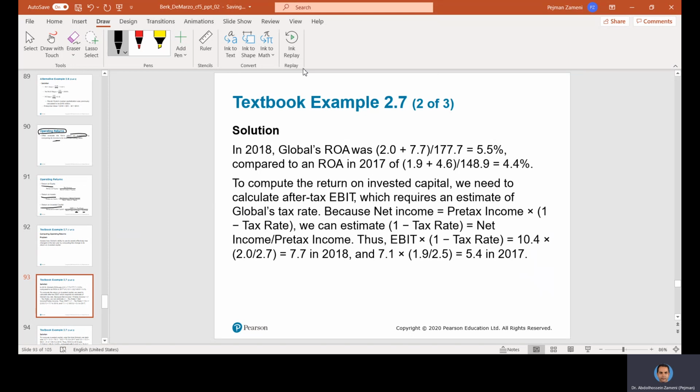Okay, in 2018, Global's return on assets was 5.5% compared to return on assets in 2017, which was 4.4%, which has gone up. To compute the return on invested capital, we need to calculate the after-tax EBIT, which requires an estimate of Global's tax rate, because net income is equal to pre-tax income, profit before tax, multiplied by 1 minus the tax rate. We can estimate 7.7 in 2018 and 5.4 in 2017, which has gone up.